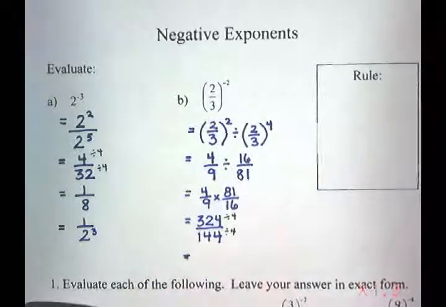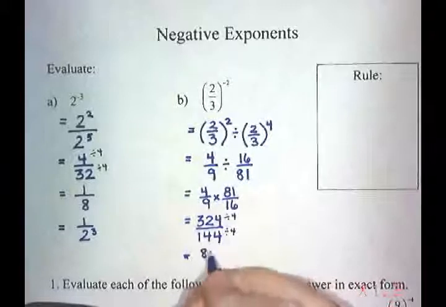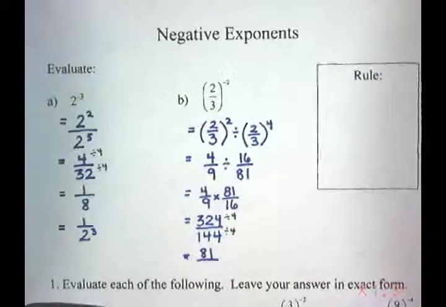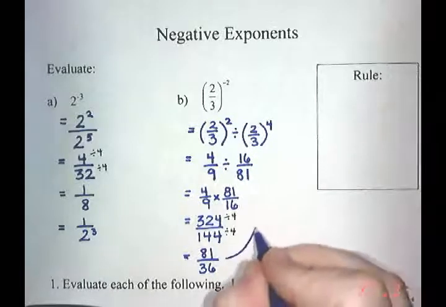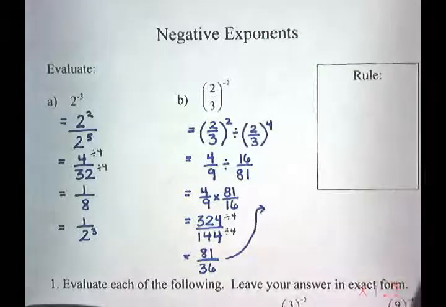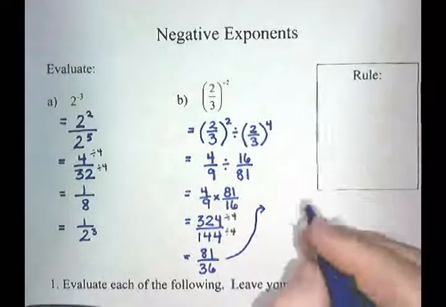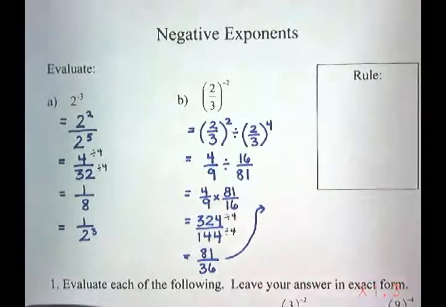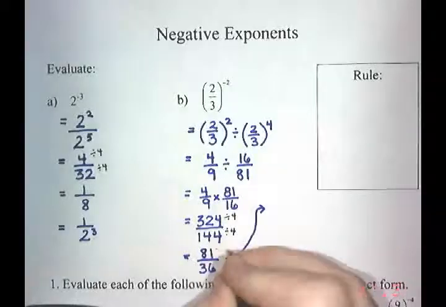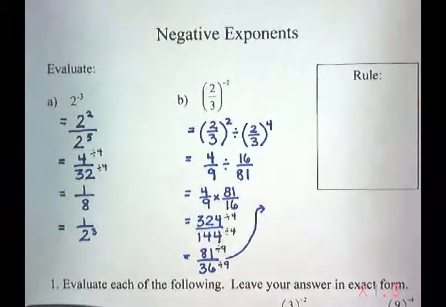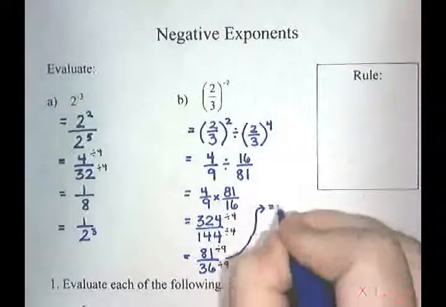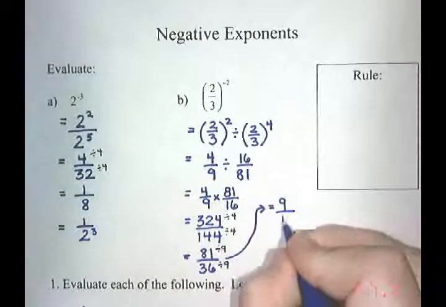Now 324 divided by 4 is 81, and 144 divided by 4 is 36. They're not even numbers anymore, so I know that it's not going to divide by a 2. But 81 and 36 are both divisible by 3. I actually think they're both divisible by 9. 81 is 9 times 9, and 36 is 4 times 9. So I'm going to divide one more time just to reduce it by 9. So 81 divided by 9 is 9, and 36 divided by 9 is 4.